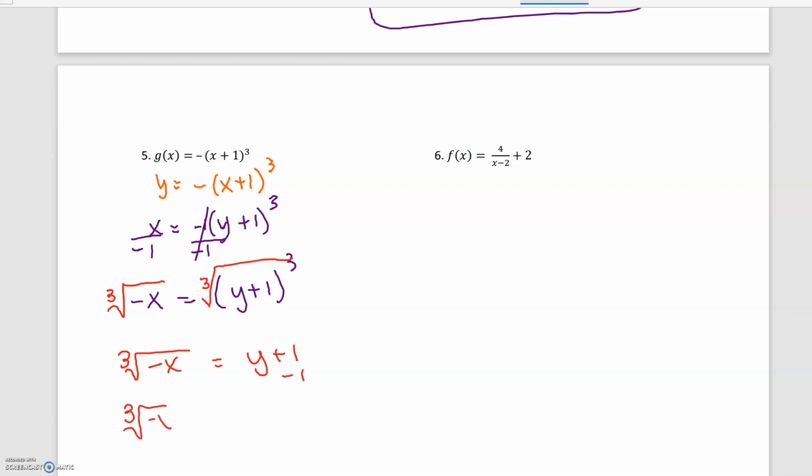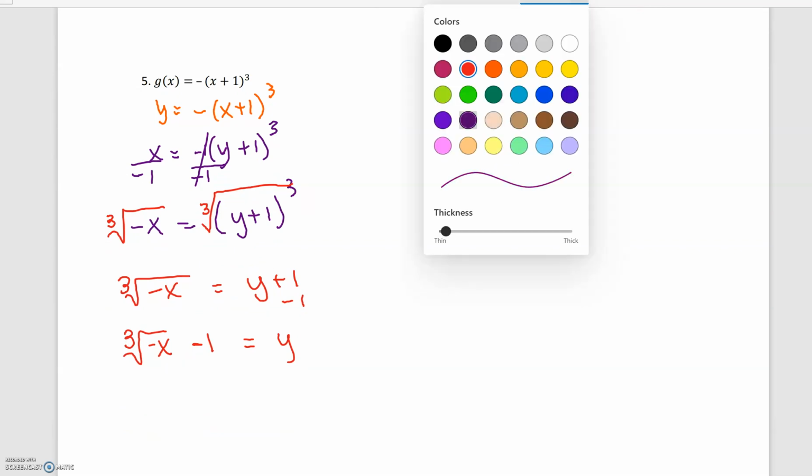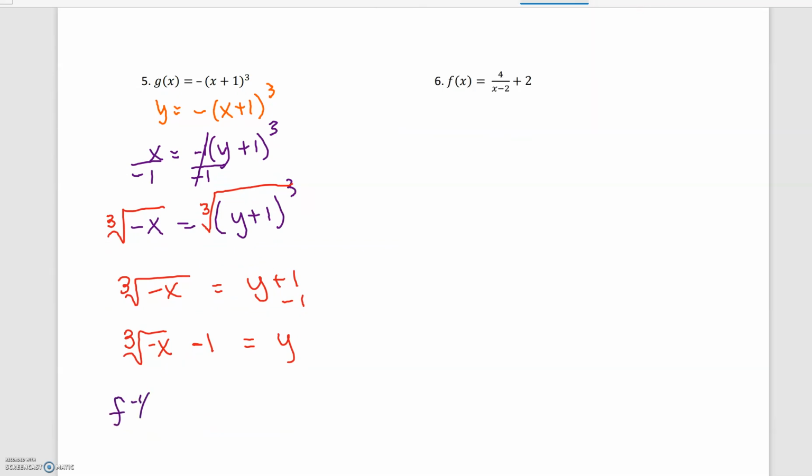Now this is going to go behind. It's not underneath the radical because this is all the cube root over here. So it just kind of goes behind. It's not actually underneath that radical. And then the last step is to exchange that for an inverse function. And there you go. Oh, don't forget my negative.